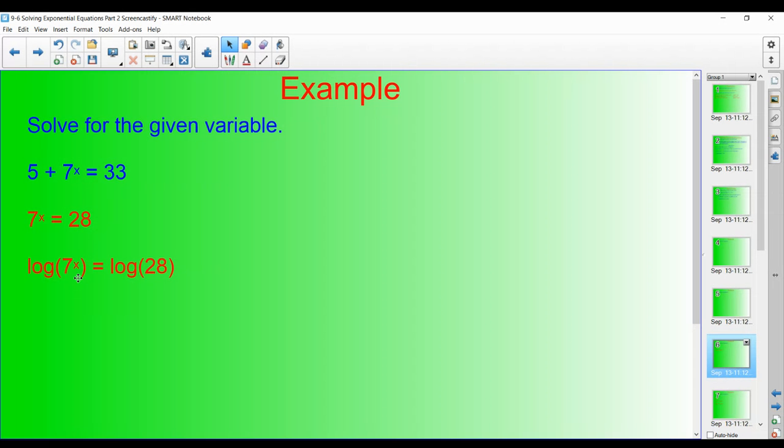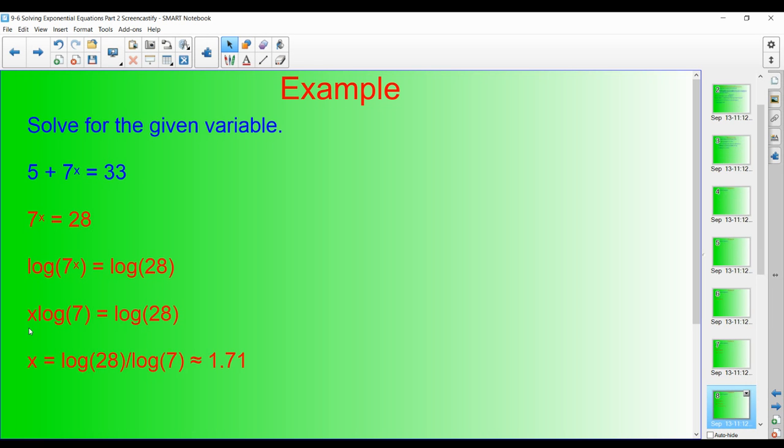So I have log of 7 to the x equals log of 28. Log of 28 is still a number, it's just going to be a decimal. I can move that x out front using the power property. And then I can divide both sides by log of 7. So I get x by itself, so x equals log of 28 divided by log of 7, both in base 10. I can use the calculator and evaluate it as about 1.71. So I have an exact answer and I have an approximate answer rounded to 2 decimal places, depending on what the problem asks you to find.